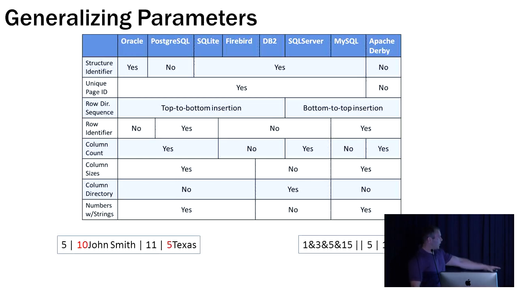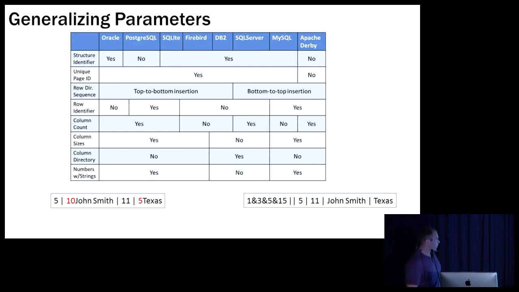So at the bottom of the slide, I have an example. On the left, we have John Smith and Texas as the strings. I have the sizes stored in front of them, and I have interleaved the two numbers 5 and 11. Now on the right, I have the column directory with pointers to where each column starts, but I have my numbers and strings stored separately.